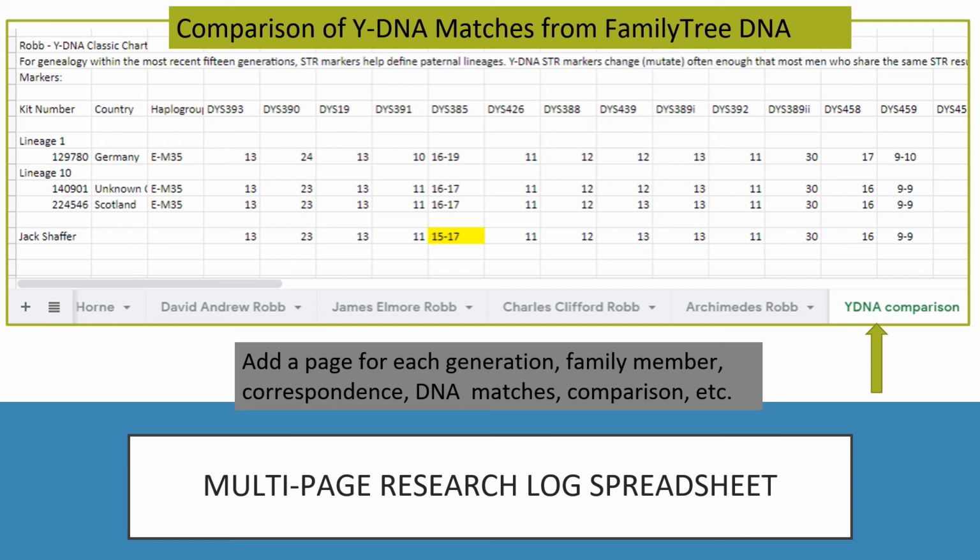analyze the DNA. And I love that in a spreadsheet we can have multiple pages. And so you can see here that this was my YDNA comparison, but also in this spreadsheet I had done some research on each of the different ROBs that seemed like they could be a possible ancestor. So I was able to keep all these in one place, just on different pages within the spreadsheet.